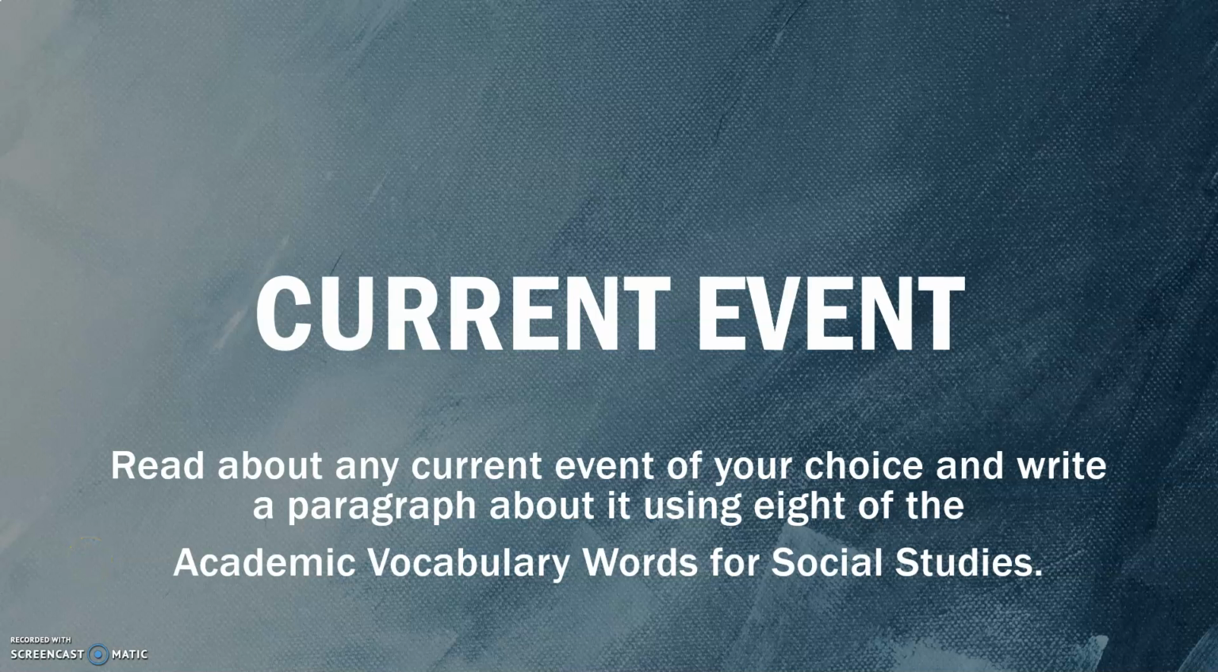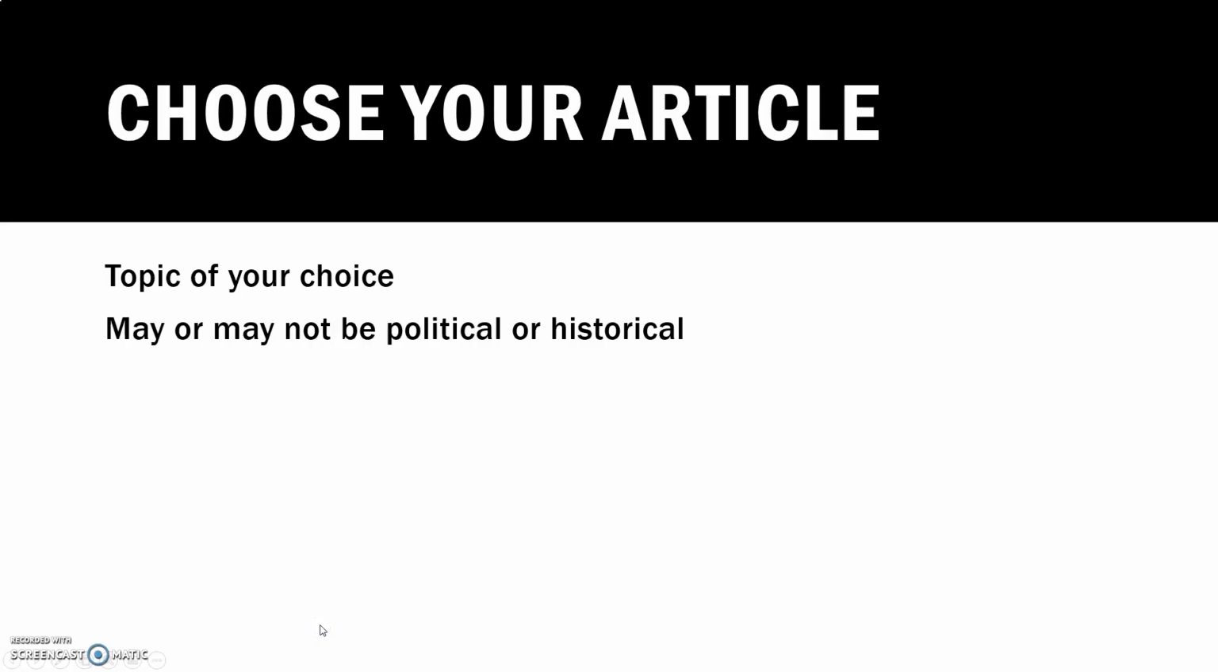For the next assignment, you are going to read about any current event of your choice and write a paragraph about it using 8 of the academic vocabulary words for social studies. Choose an article of your choice, any topic that you would like. It may or may not be political or historical.